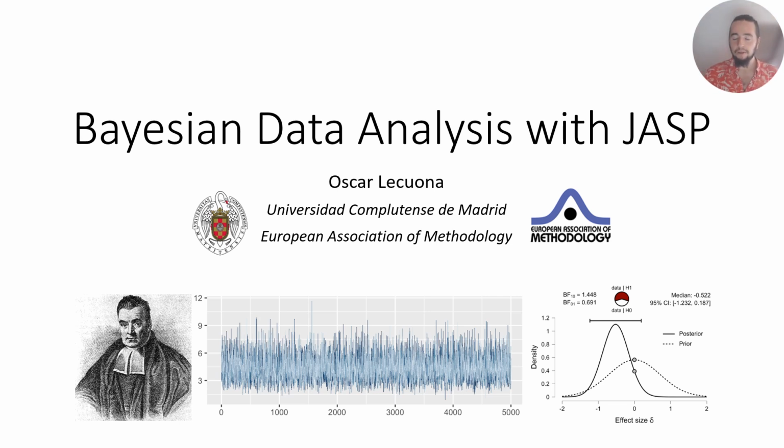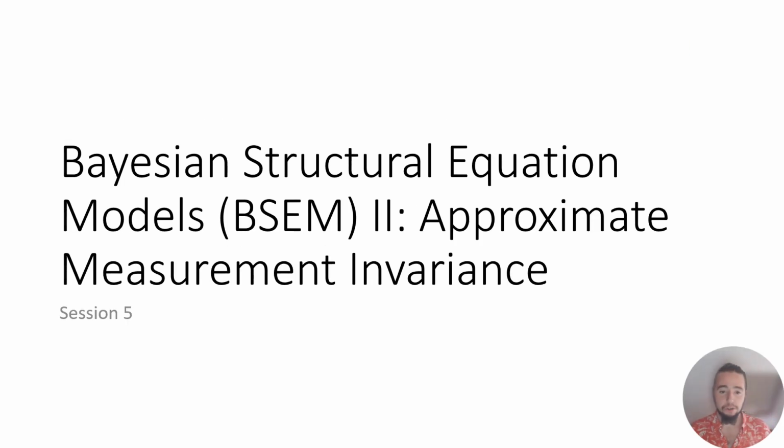Hi, welcome, and now I will move on towards one of the main extensions of Bayesian SEM that is called Approximate Measurement Invariance. So this is a Bayesian take on how we can do measurement invariance analysis that is pretty common in psychometrics and latent variable models, but from a Bayesian point of view.